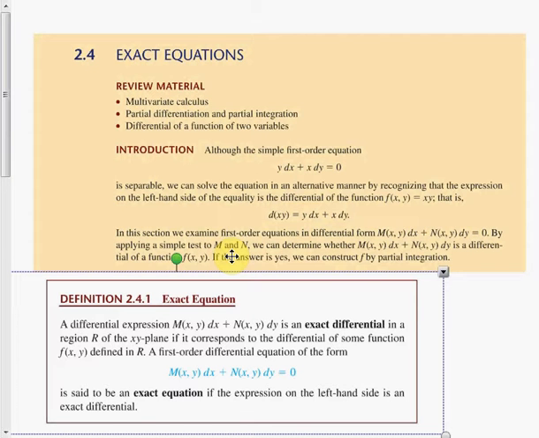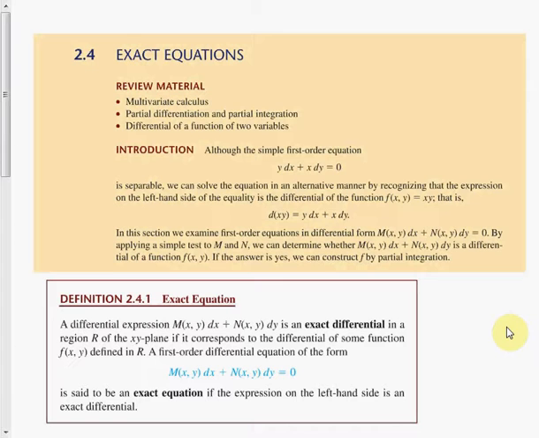Exact equations, 2.4, excuse me. We'll cover this and then I'll come back to 2.3. The end of 2.4 covers the introduction for integrating factors. Well, you need the integrating factor concept for 2.3.